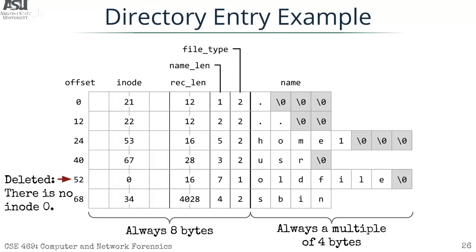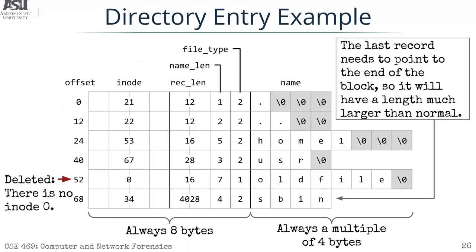So this one was deleted, and then there's also something interesting about this one right here. Why is sbin so long? What do you think? Exactly. So 4028 is the block size, 4096, minus the length of all the previous records. Why? That is how we tell the file system that this is the last entry in this directory. Easy enough, right?